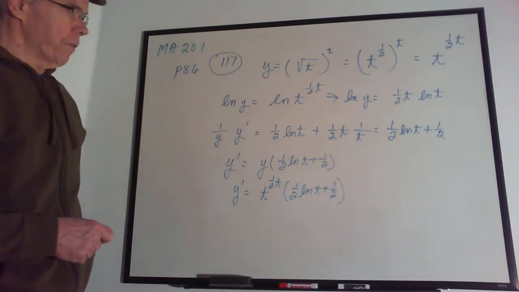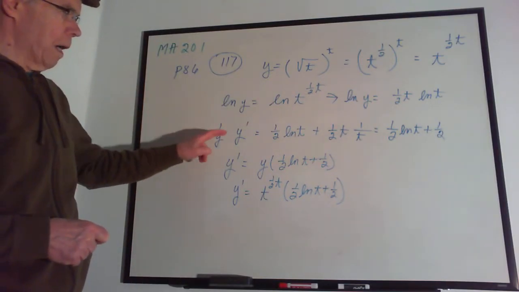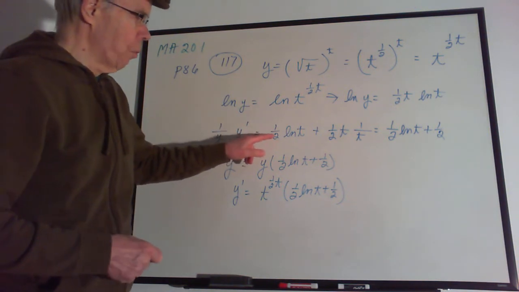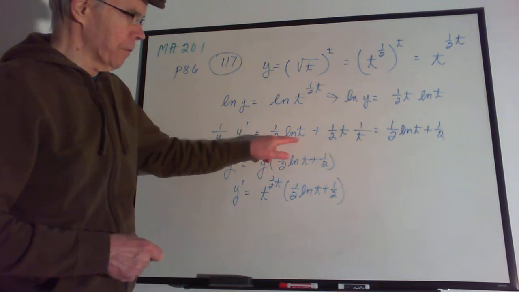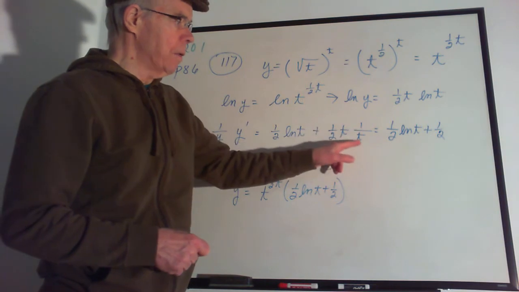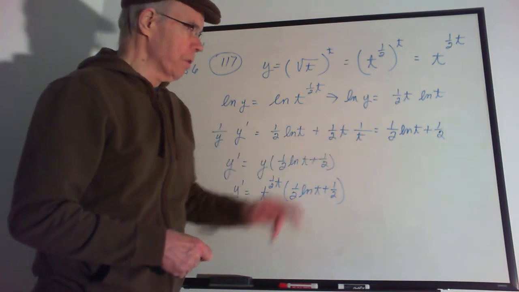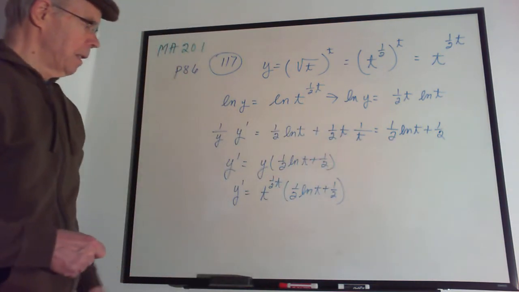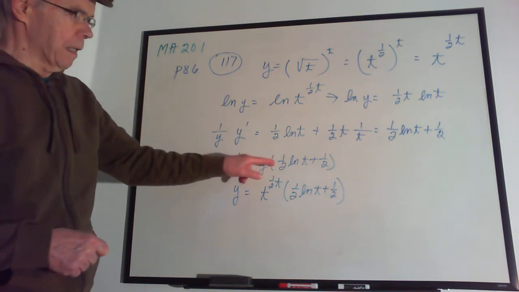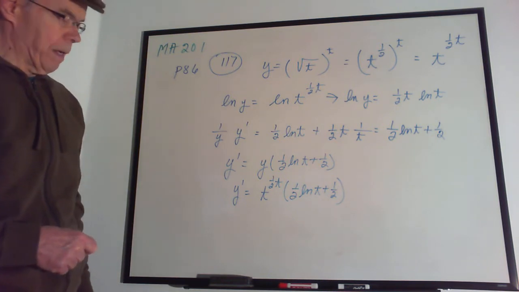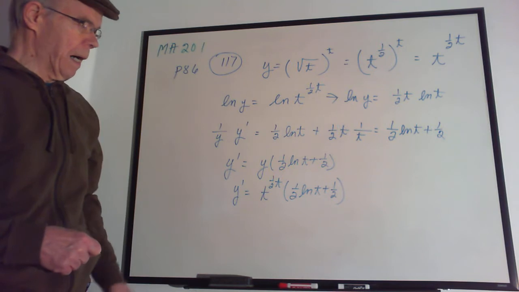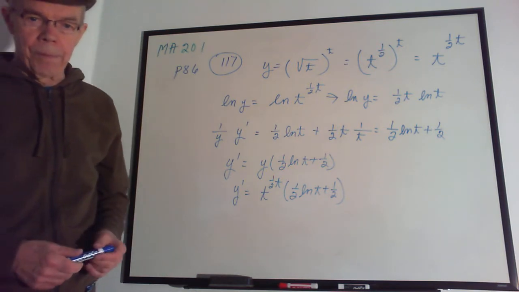So the derivative of natural log of y is 1 over y times y prime, and on the right, 1/2 natural log of t plus 1/2 t times the derivative of the natural log of t, which is 1 over t. They cancel, you end up with 1/2. So y prime is equal to y times 1/2 natural log of t plus 1/2. Substitute in this value up here for y, and that's your answer to the problem.